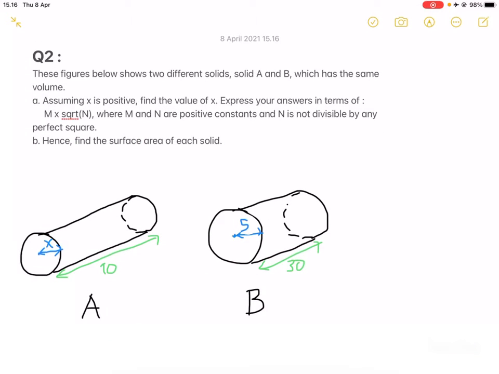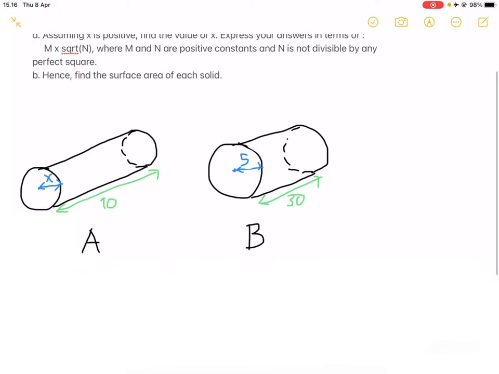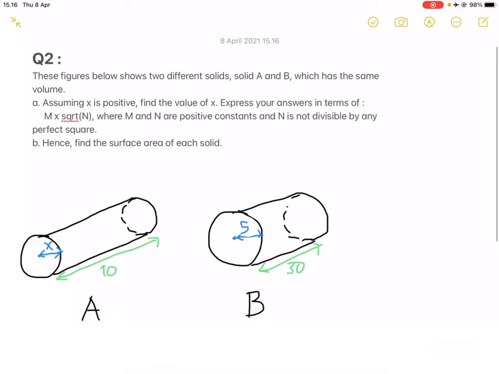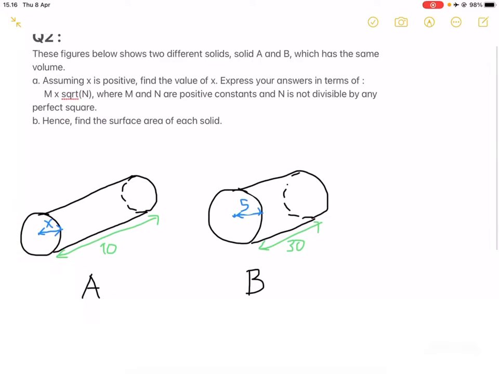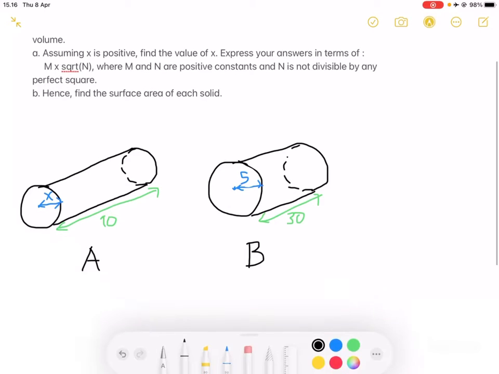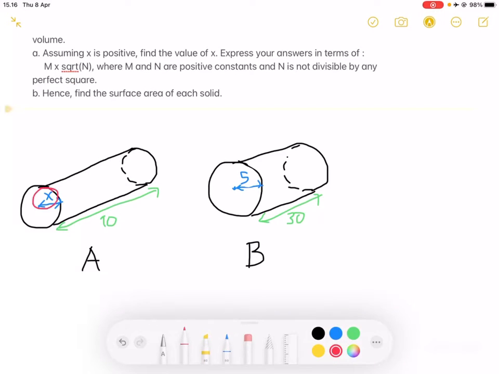Alright, for question 2, it says that these figures below show two different solids, which are cylinders, judging by their look. So we call them solids A and B. I should say cylinders A and B, since we know they are both cylinders, which have the same volume. Assuming x is positive, where x is this thing right there, find the value of x.